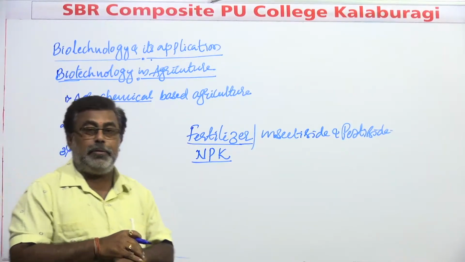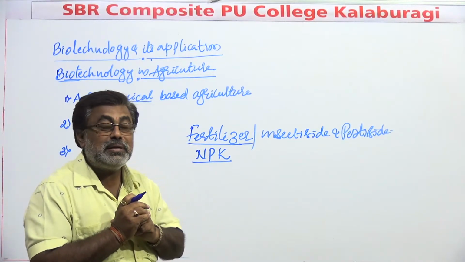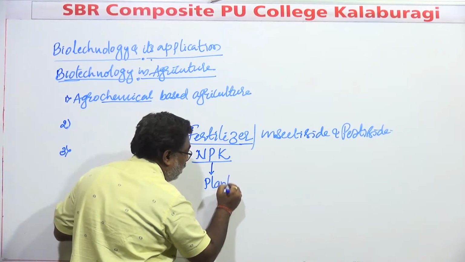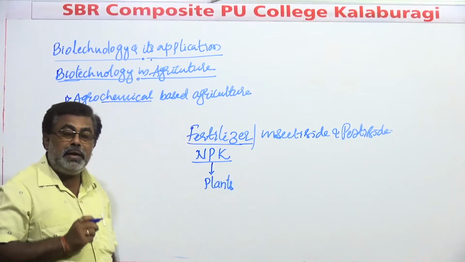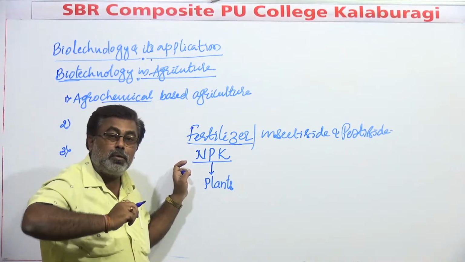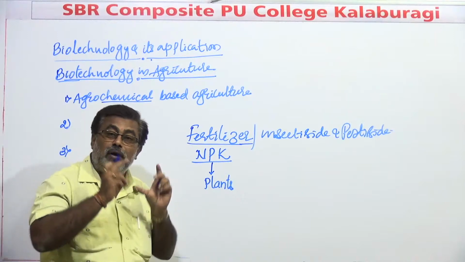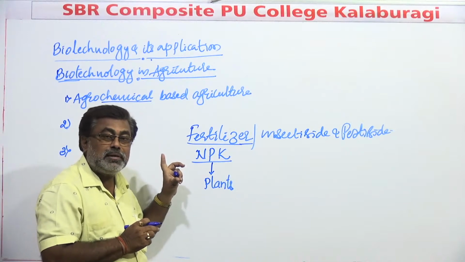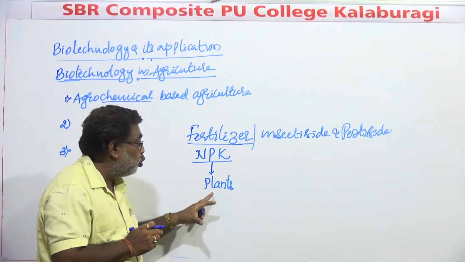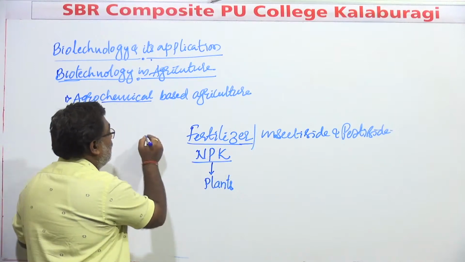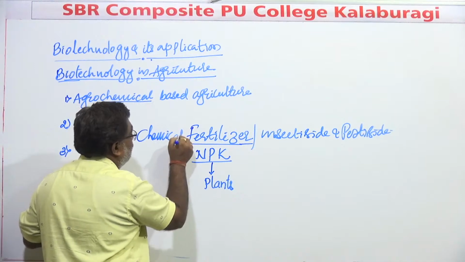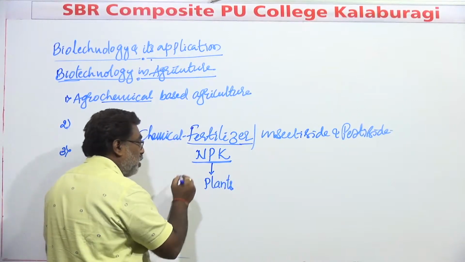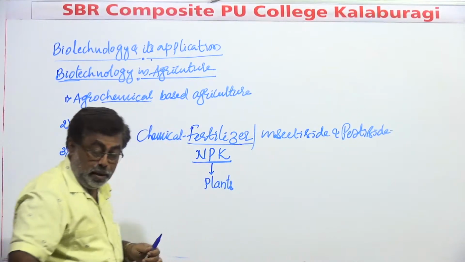This NPK is essentially required for the growth of the plant, so the farmers provided NPK, nitrogen, phosphorus and potassium, to the plants in the form of chemical fertilizers, by giving the NPK to the plants, to the soil.